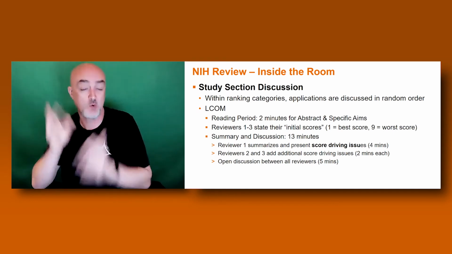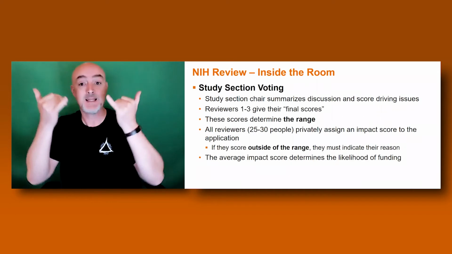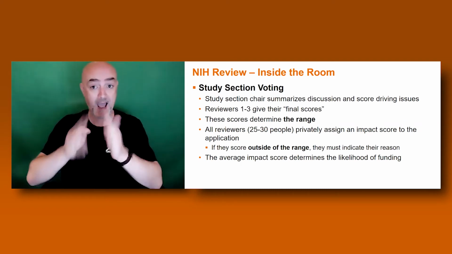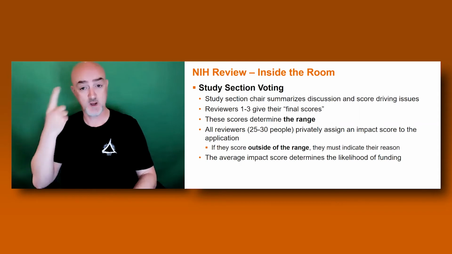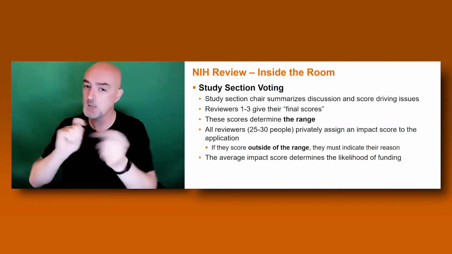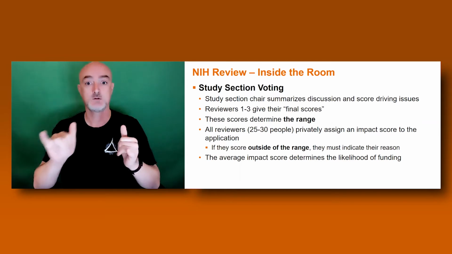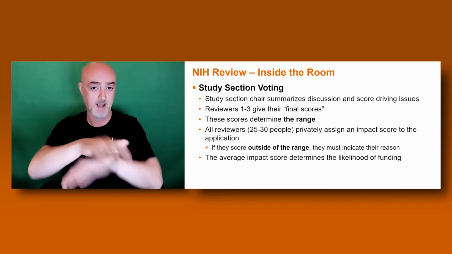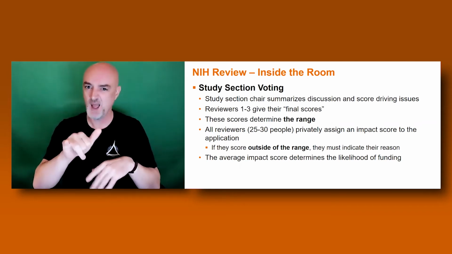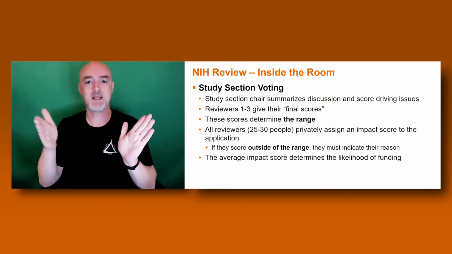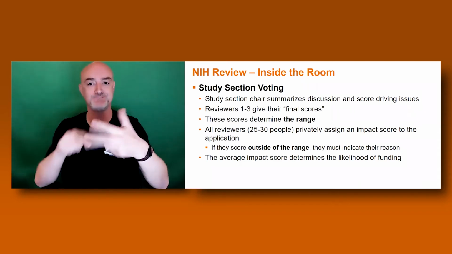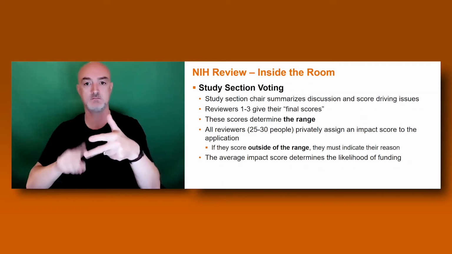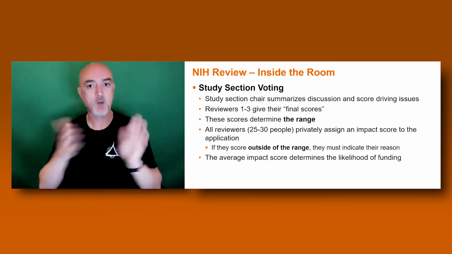If we go to the next slide, we can talk about how the score is figured out. So now the committee chair will summarize the discussion and then ask the reviewers, the initial 3 reviewers, for their final score. And at times they can change their score after they go through that process. So reviewer 1, 2, and 3 will provide their final impact score to everyone in the room. And at this point, we now transition to a range of some examples where reviewer 1 might say, I rated this application at a 2. The next one might say a 3. And then the third reviewer, let's say, rates it at a 5.